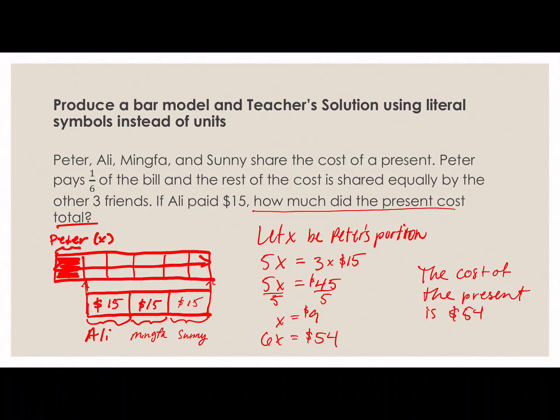Okay, so we have that as our answer. Now, we've got our bar model, question mark. I don't have my question mark on my bar model, so I'm going to put it right up here. It's the cost of the whole present, question mark. Okay, so the bar model is now set. The x variable is now set.